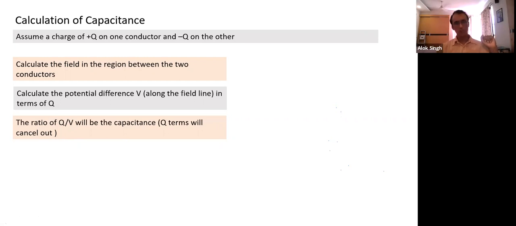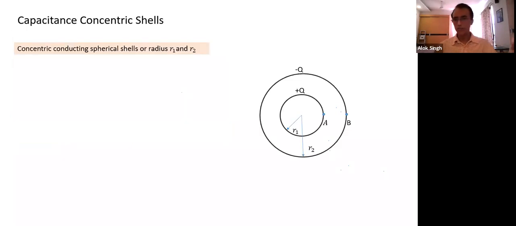Let's do some other shapes also. We are done with the parallel plate capacitor. The steps are simple. We give an arbitrary charge Q. We find the potential difference between the plates of the capacitor in terms of Q by finding the field. And we take the ratio, and find the capacitance.